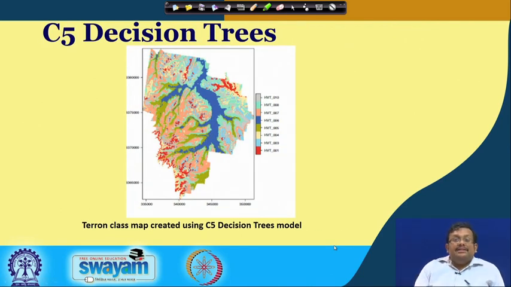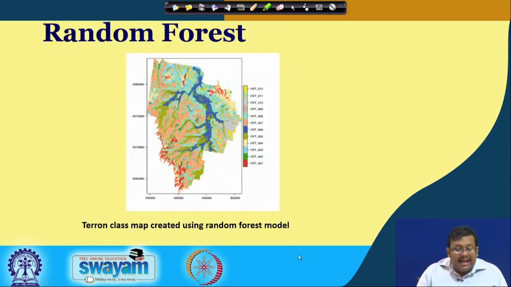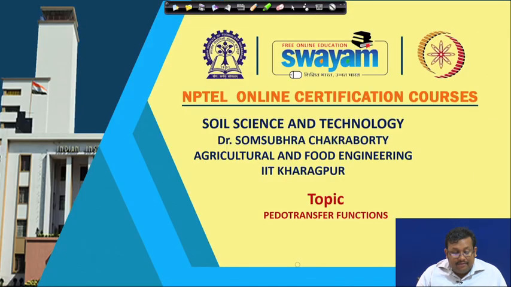Another is the C5 decision tree. The C5 decision tree is another type of categorical model, based on the C5 algorithm of Quinlan, and here you can see the terrain class map created using the C5 decision tree model. And again, random forest can be used for both regression and classification, and here is an example of classification. In this example you can see the terrain maps created using the random forest model.